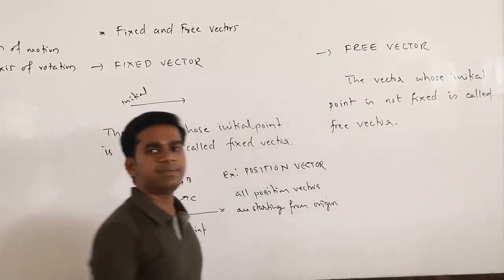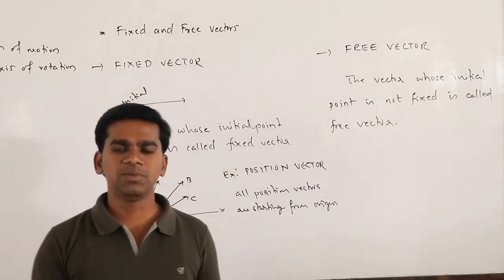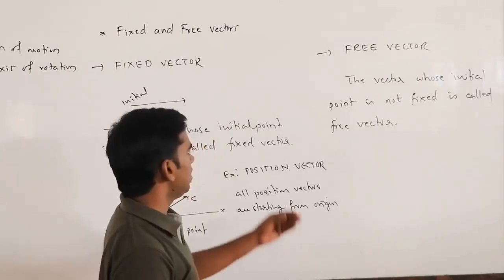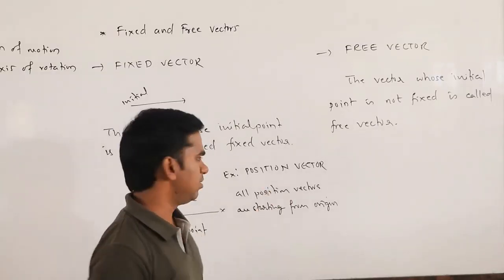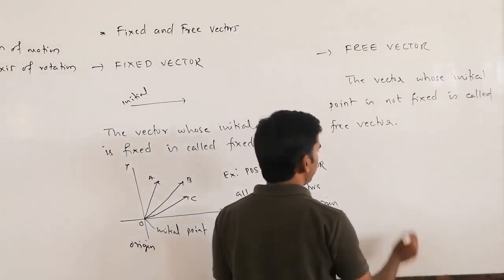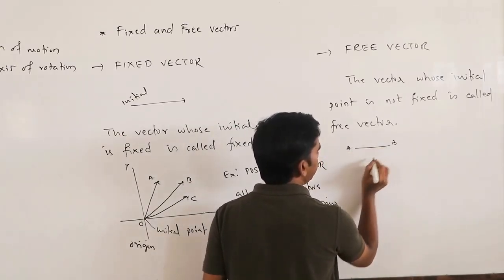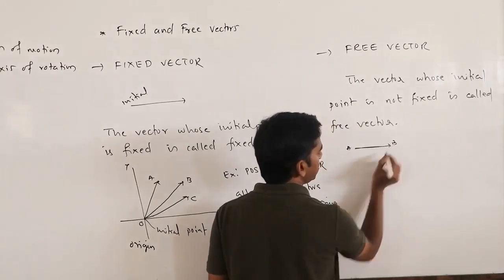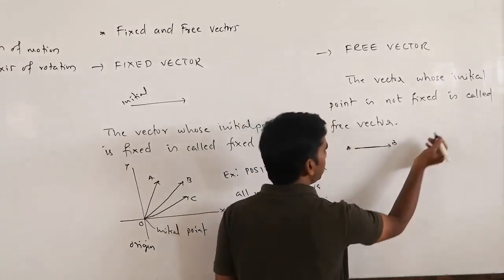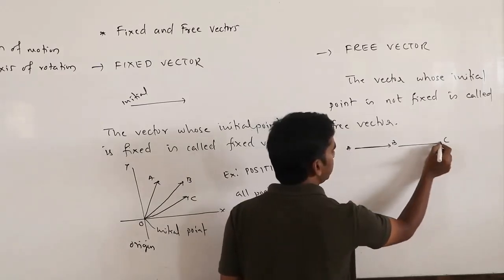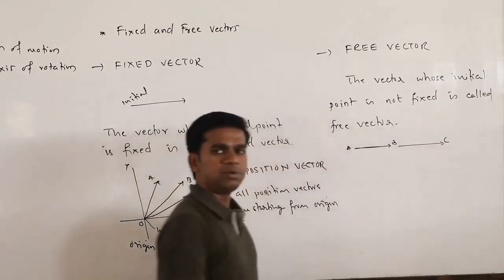So what is a free vector? The vector whose initial point is not fixed. For example, you can give many examples, like a position vector. Suppose a body moves from A to B, this is the position vector. Suppose the body moves from B to C, then the position vector from B to C will come here. So position vectors may change.